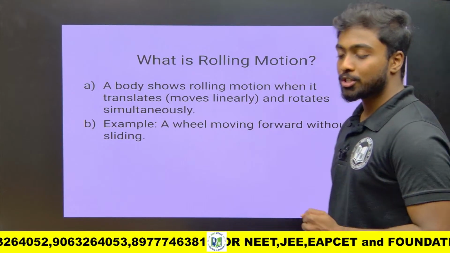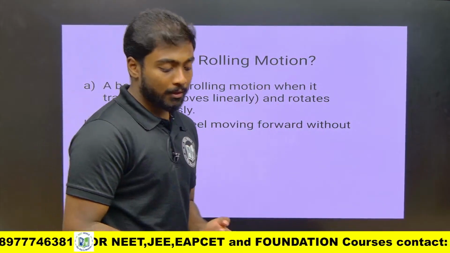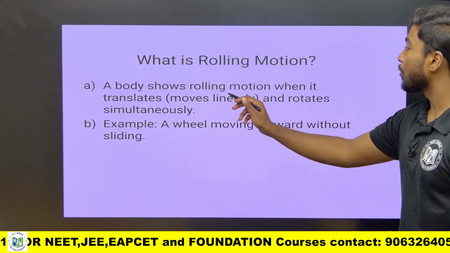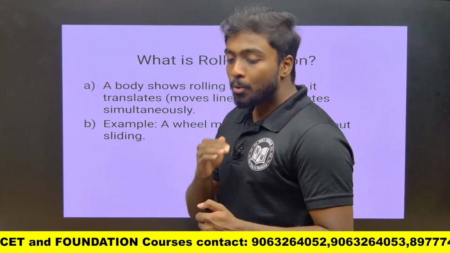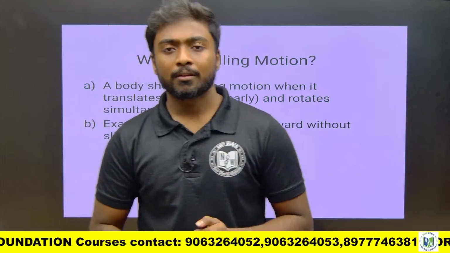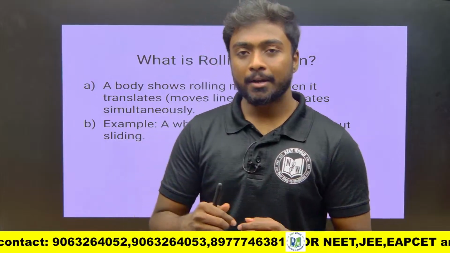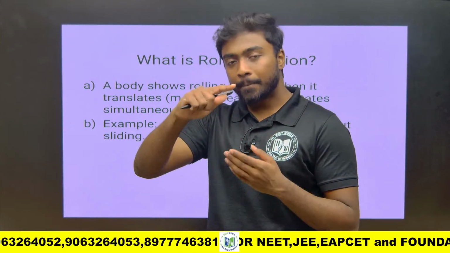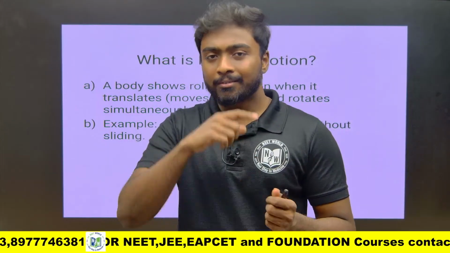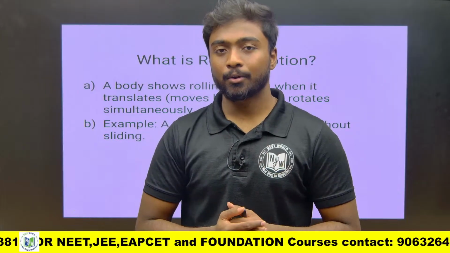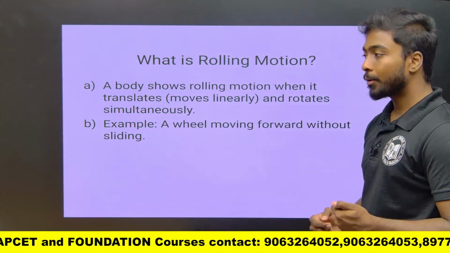So what is rolling motion? We know motion, right? But what is rolling motion? A body shows a rolling motion when it moves linearly and rotates simultaneously. If an object is only moving in translation, we say it is normal motion. But if it is moving and also rotating, for example a wheel rotating as well as moving in a straight line, that is called rolling motion.